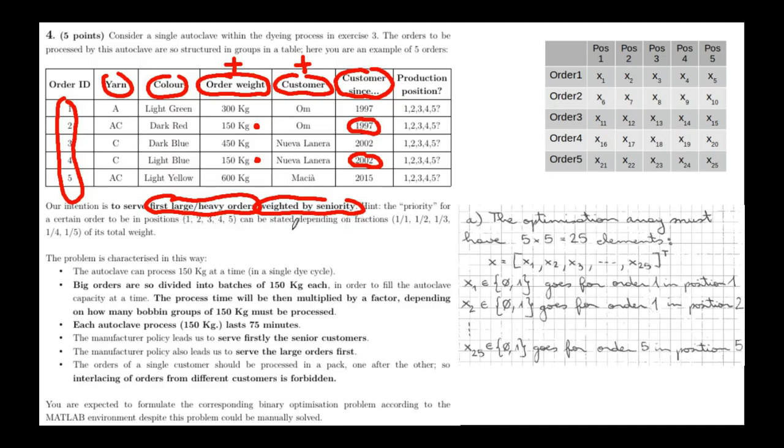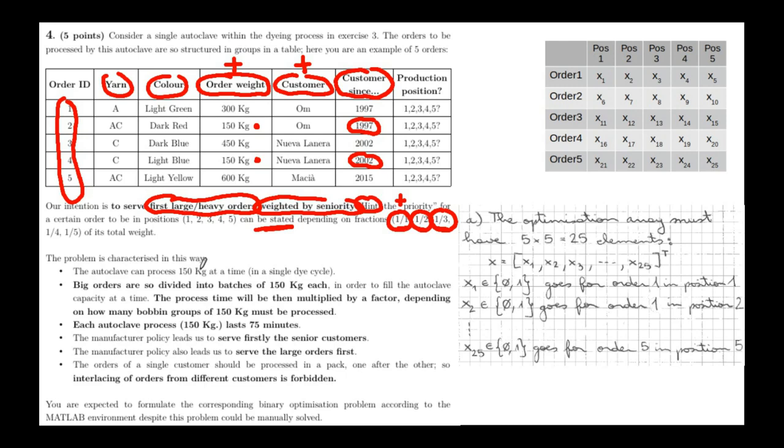This priority can be stated, this is the hint of the problem, depending on some fractions. 1/1, 1/2, 1/3. An order wants to be in the first position, 100%, as you can see here, 1/1. Another wants to be the second, half the value, 1/2. 1/3 is the priority if another has to be the third. So another wants to be the first, but wants half to be the second, wants a third to be the third, wants a fourth to be the fourth, and so on.